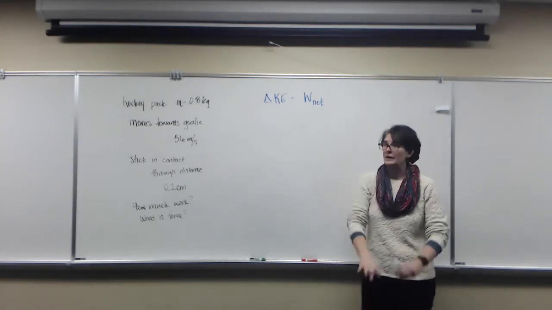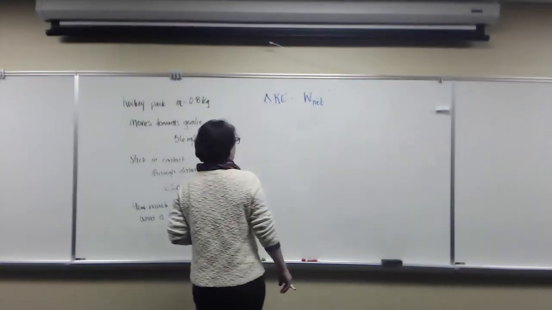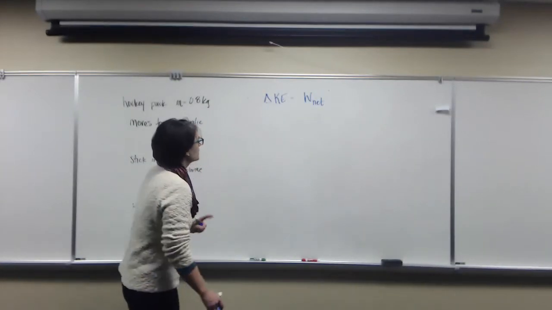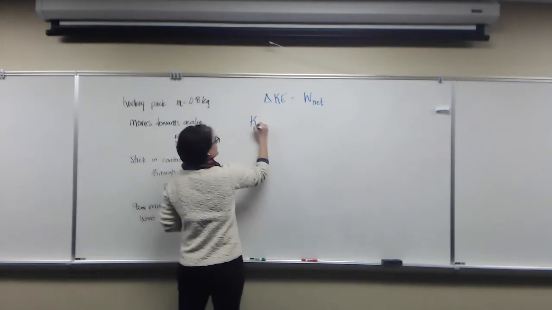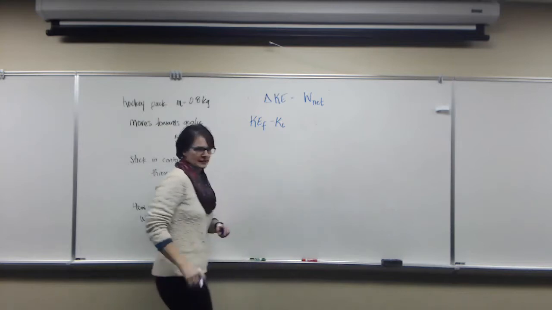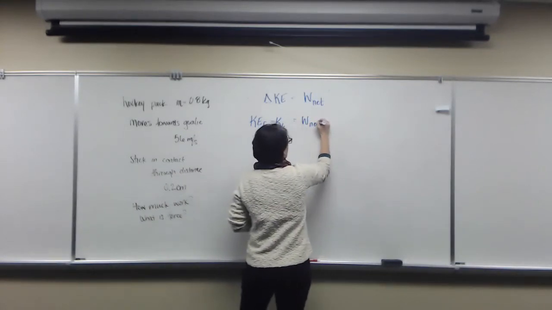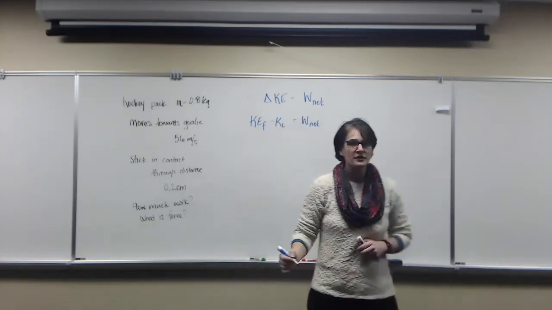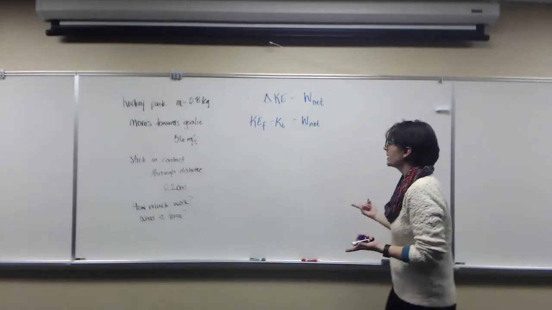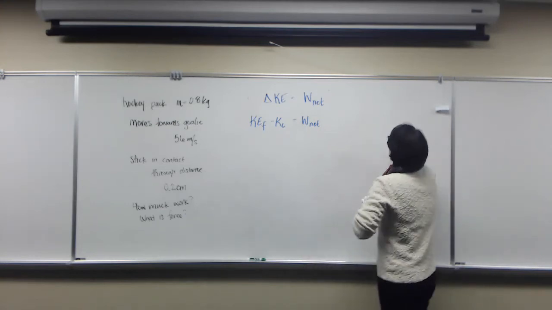It is the net work. So we gotta look at all the forces. This is where that free body diagram comes into play. The change in kinetic energy, of course, is the final kinetic energy minus the initial kinetic energy. So that equals our net work. So how do we determine the net work? Well, we have to identify the object. The object is the hockey puck. So what forces are acting on the hockey puck?